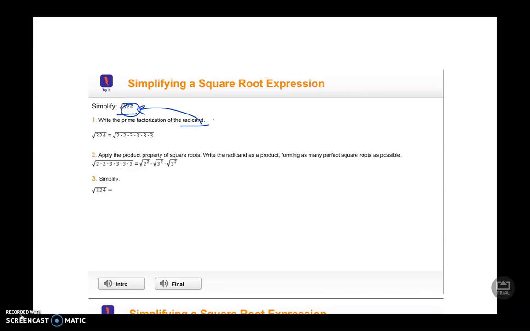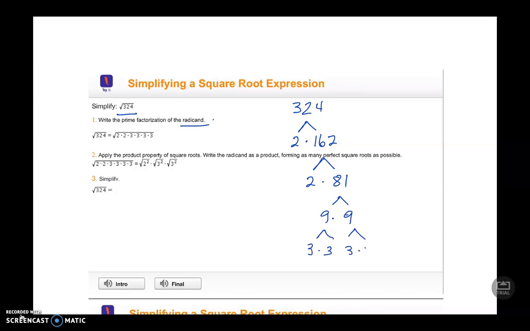That's the radicand. So we simplify the square root of 324. If we did a factor tree, this would be 2 times 162, and 162 is 2 times 81. 81 is 9 times 9, and then 3 times 3, and 3 times 3. So now you notice I have 2 2's, and then I have 4 3's, and those are right underneath there.